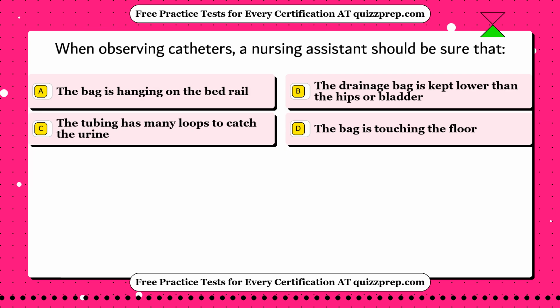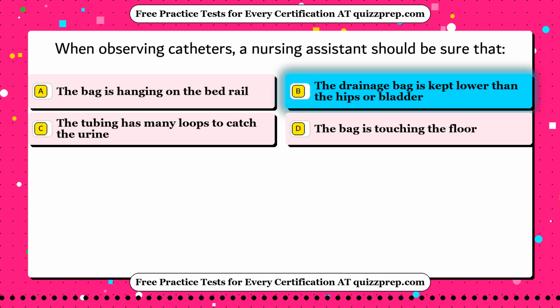Question 91. When observing catheters, a nursing assistant should be sure that option A, the bag is hanging on the bed rail. Option B, the drainage bag is kept lower than the hips or bladder. Option C, the tubing has many loops to catch the urine. Option D, the bag is touching the floor.